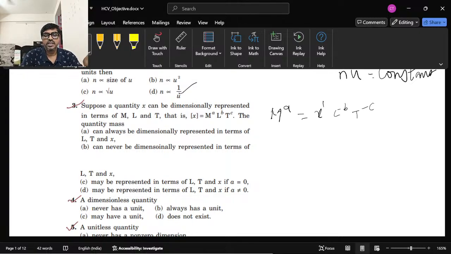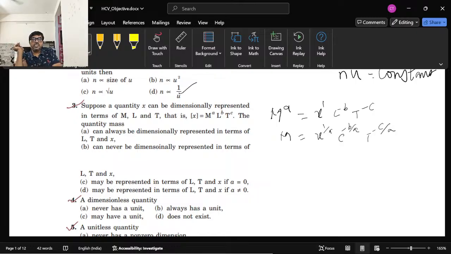How did I get that? By taking them to the other side. Now I require M there. So this will be x^(1/a), L^(-b/a), T^(-c/a). This is what I am getting. The only challenge is if a is 0, then I get a problem, because the denominator becomes zero. If a is not 0, then I think it will work. M can always be dimensionally represented in terms of L, T and x, but one condition is that a cannot be 0.